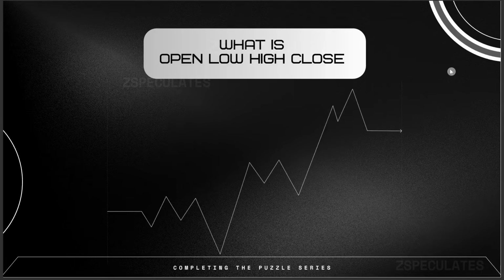Now, what is open low high close? First of all, this is a time-based model. You always use it with vertical lines. What is it? Open low high close. This is simply a bullish candle. Here are our vertical lines. We see open, price accumulates positions.